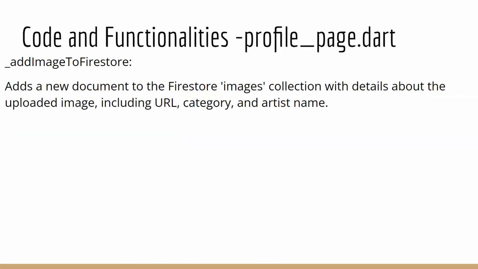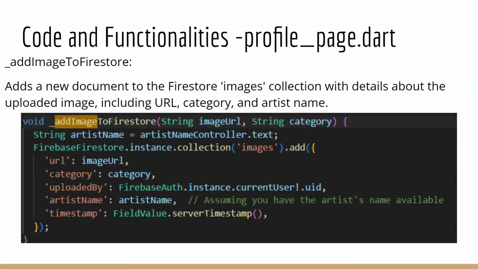Here's the add image to Firestore method, which just adds a new document to the Firestore images collection in our Firebase database, with details about the uploaded images, including the URL, category, and artist name. And this is the code for that.